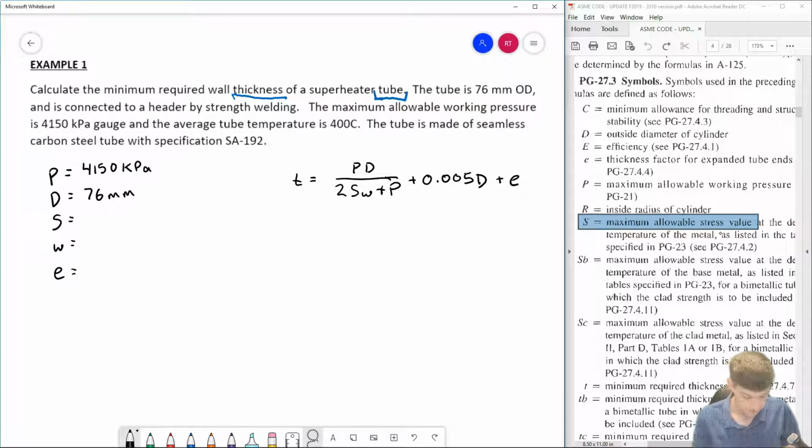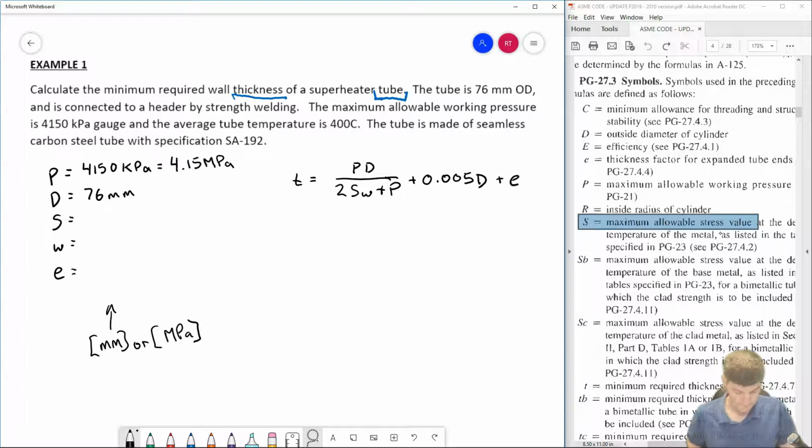Before I move off, I just want to confirm my units. So I know all of my units have to be in either millimeters or MPa. So this guy I'm going to have to convert, and he would be 4.15 MPa. Okay. That pressure is in gauge, which is the correct type of pressure, so that's good. All right, so I have three things that I need to find before I can solve this problem.